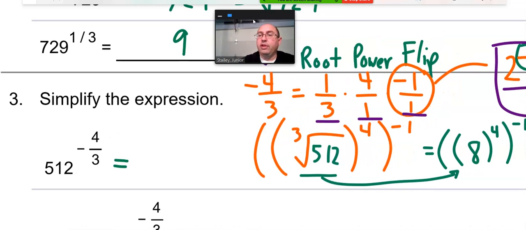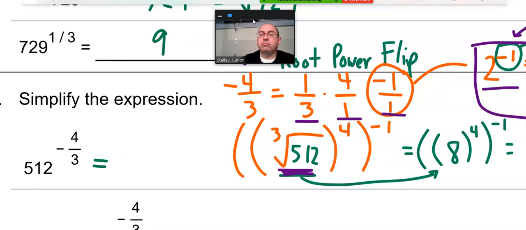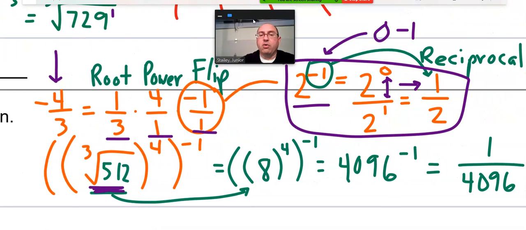I split it into really 3 parts. First, always deal with the root first, which the cube root of 512 is 8. Then go to the power next. Well, what's the power? The power is the 4th power. Well, 8 to the 4th power is 4,096. I know, big number.